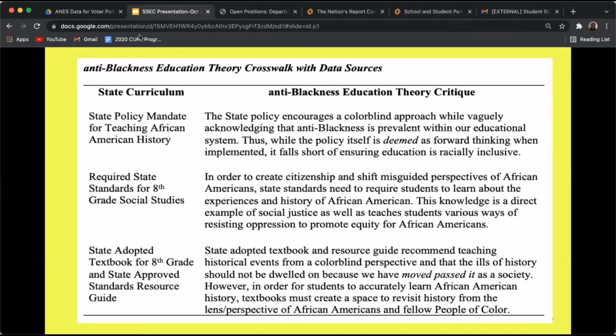And then looking at the adopted textbook for 8th grade students and the approved resources that I was just previously discussing, the state adopted textbook and the resources guide recommending history events from a colorblind perspective, and that the ills of the history should not be dwelled on, and that we should move forward and move past it within society. However, if students are to accurately learn about African American history, the textbooks must create a space to revisit history from the lens and perspective of African Americans and fellow people of color, which can be uncomfortable, but it's necessary when discussing history.